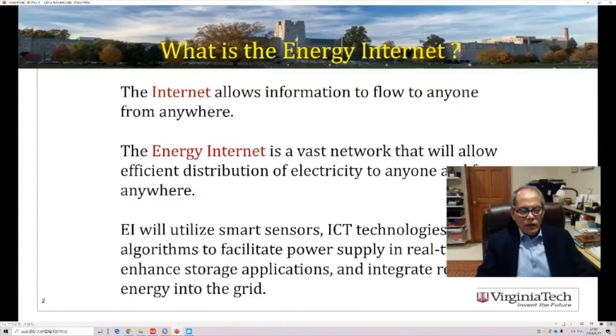So I call this EI, which stands for Energy Internet. It will use smart sensors, information communication technologies, ICT, and many algorithms we have to write to facilitate power supply in real time, enhance storage applications, and bring renewables into the grid. So three things: power supply in real time, storage, and integration of renewables in the grid will make the Energy Internet a good platform.